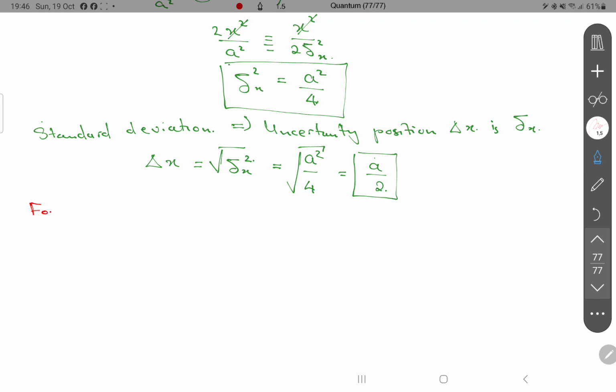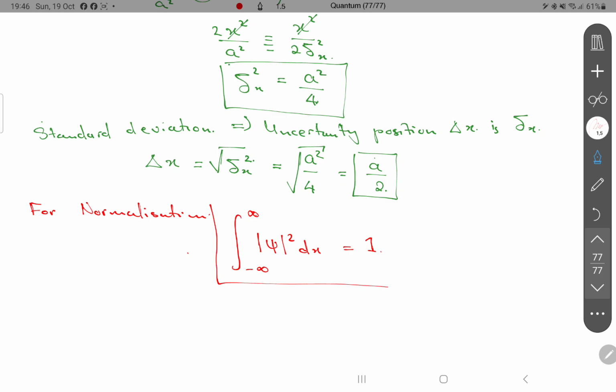For the normalization condition, we say the wave function psi is integrated from negative infinity to infinity. I wanted to say the probability density, psi squared dx, is equal to 1. This is the condition for normalization.